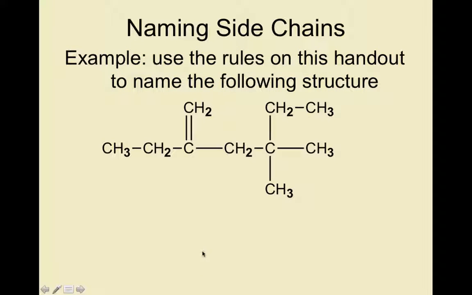Okay, let's look at this one right here. So, find the longest continuous chain. If there is a double or a triple bond present, the longest continuous chain must contain the double bond or the triple bond. Here we have a double bond.